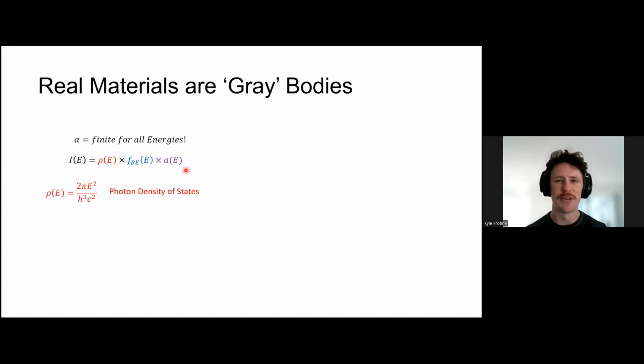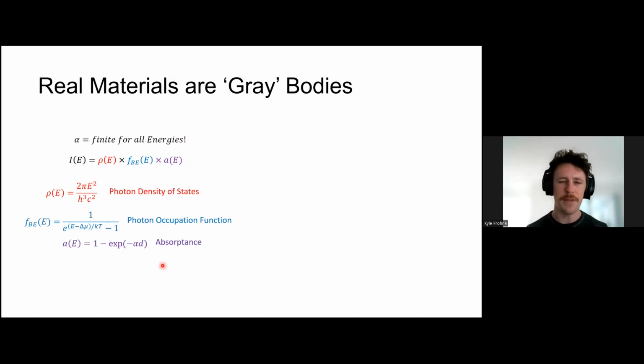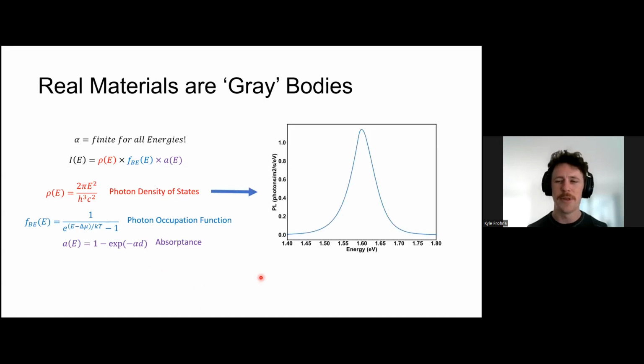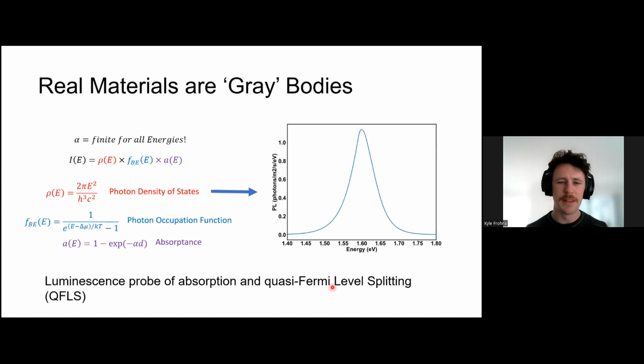So again, you have your photon density of states. You have your photon occupation function. This now has an added term, which is the quasi-Fermi level splitting or chemical potential difference, which I'll get into momentarily. And you have the absorption spectrum of your material. If you multiply these three things together for any material, you end up with your lovely photoluminescence spectrum.